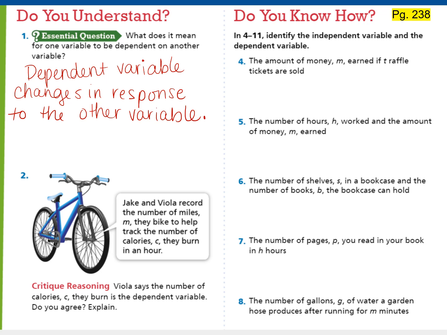Look at number 2. Jake and Viola record the number of miles, M, they bike to help track the number of calories, C, they burn in an hour. Viola says the number of calories they burn is the dependent variable. Do you agree? So think about this.